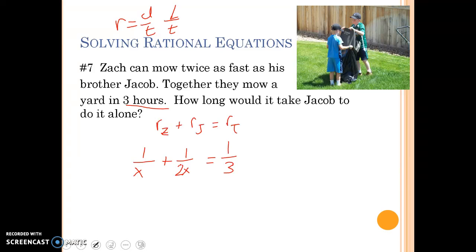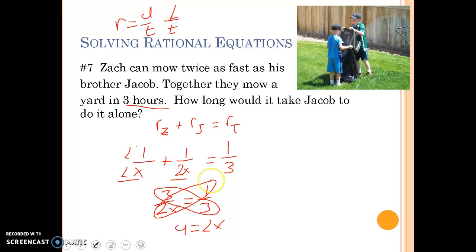So again, I'm going to get the denominators to be the same. I'm going to put a 2 here and a 2 here so that I have 2x in both of my denominators. So over here I'll have 2 times 1 is 2 plus the 1 is 3 over 2x. That equals 1 over 3. And if I cross multiply, here I will have 9 equals 2x, which is my other cross product. If I divide by 2, then x is equal to 4.5.